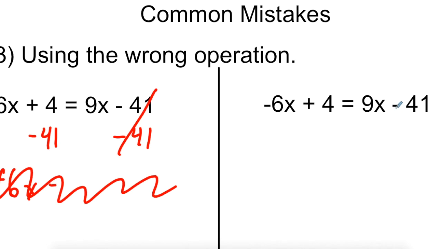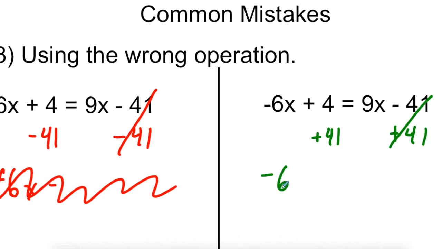So if I did want to get rid of this 41, or I should say this negative 41, I want to add by 41 on both sides. Now, this will still cancel out my negative 41 because these are opposites, so I don't have to worry about this 41 hanging around here anymore.